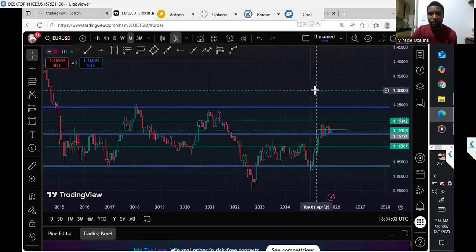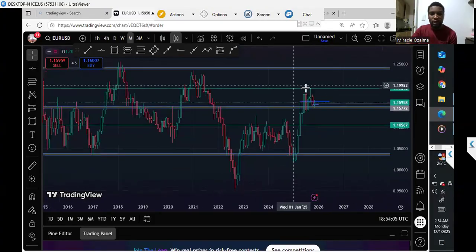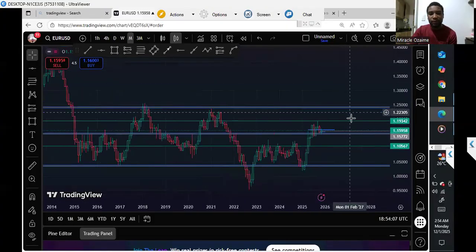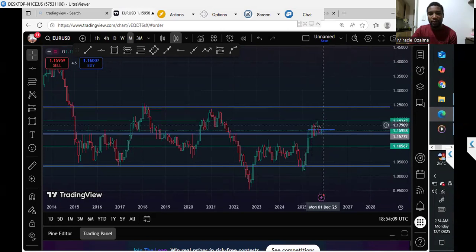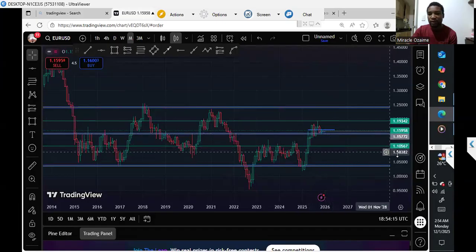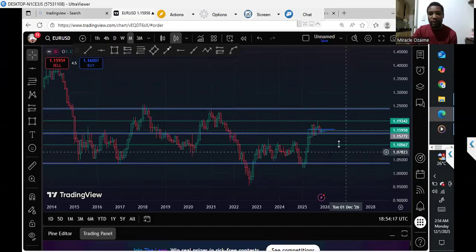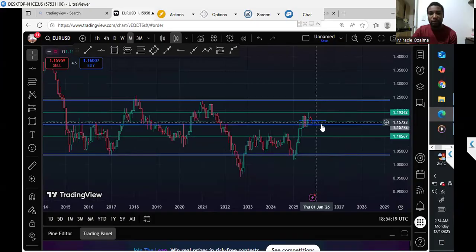I'll check what the monthly candles are doing, and I can see a consolidation around this area. It's looking like a consolidation, then a monthly bullish candle around the support region, the major support region. So what I'm going to do is come back down to the weekly time frame.